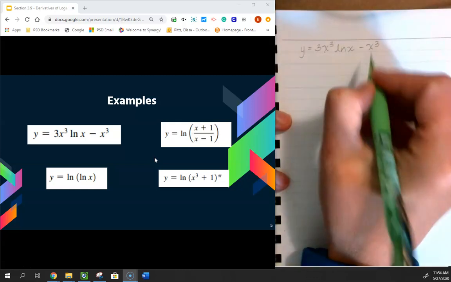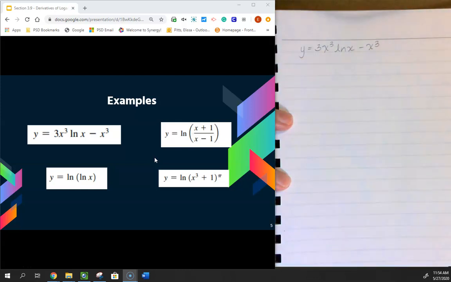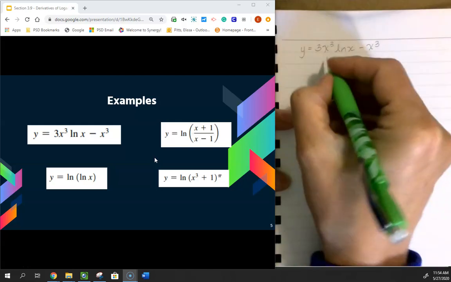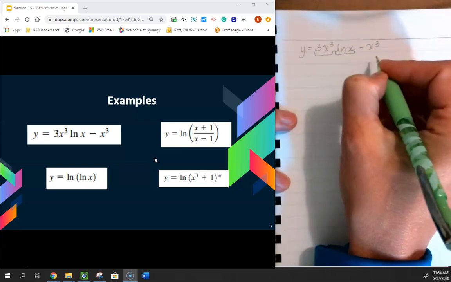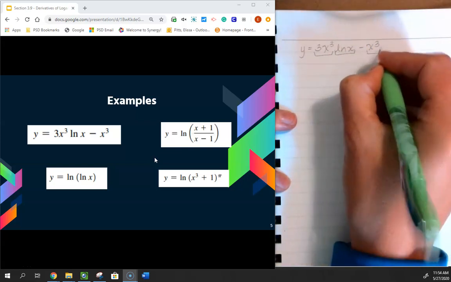All right, so we have y equals 3x cubed times the natural log of x minus x cubed. So all of our other rules still apply. Here we have a product of 3x cubed and the natural log of x, and then we're subtracting x cubed.